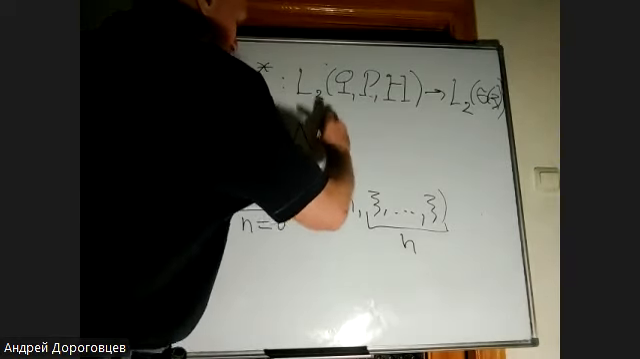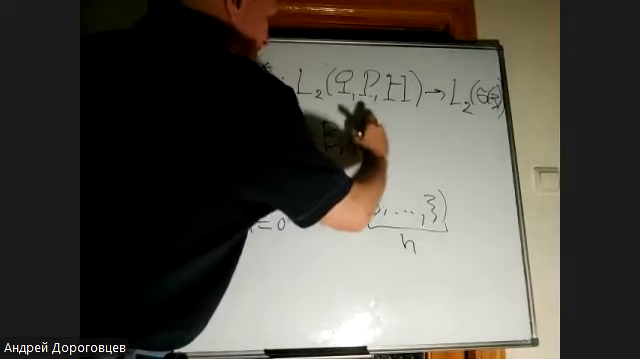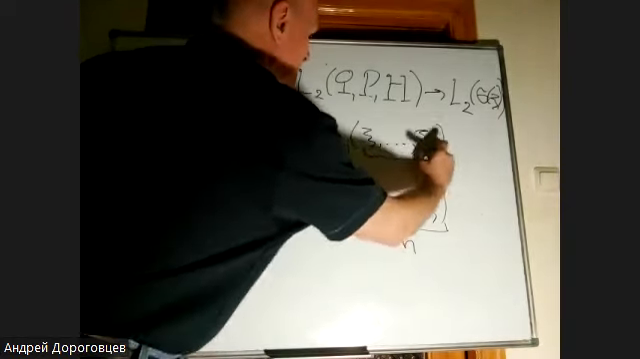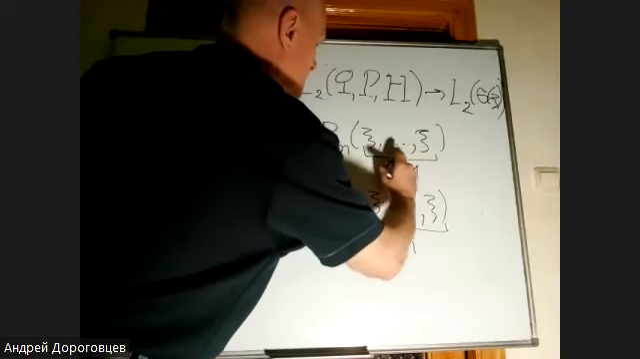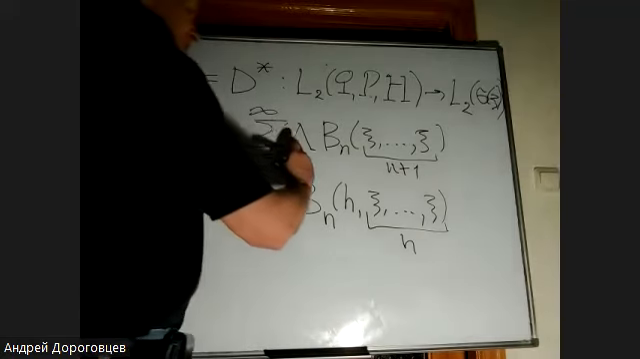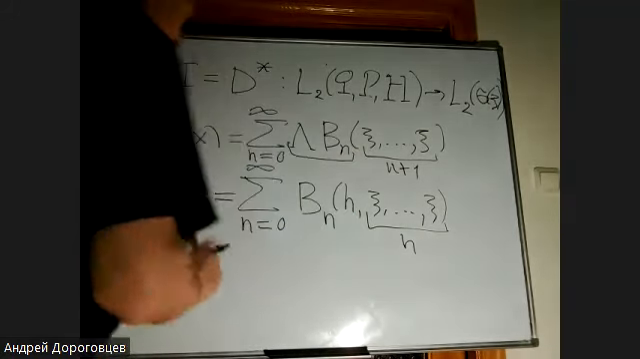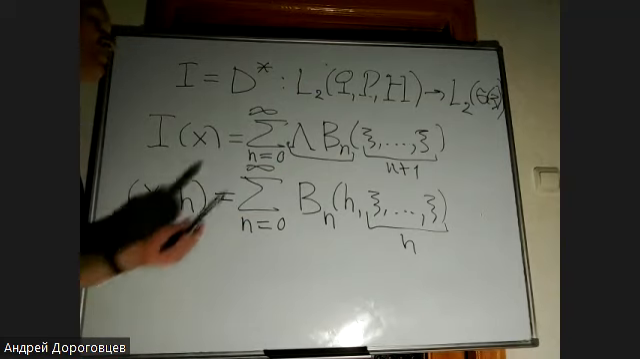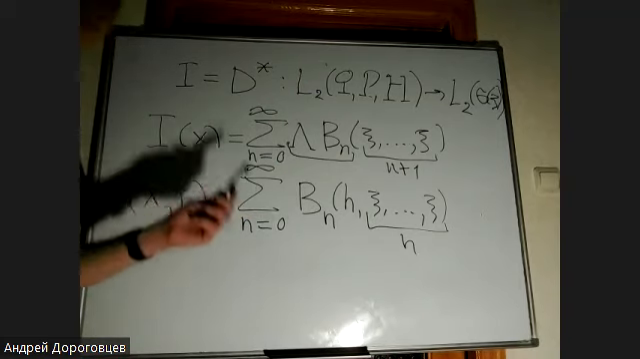And it occurs that this square integrable delta(X) is the sum of the following type: the sum of Lambda b_n(psi, ..., psi), where here we have n plus 1 coordinates, and Lambda is symmetrization. This is the symmetrization of our form b_n with respect to all coordinates.